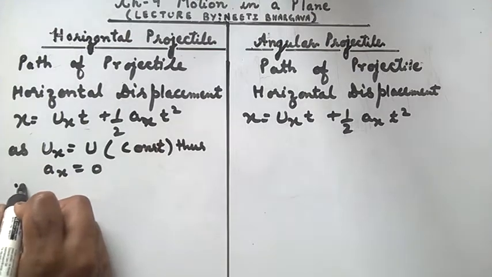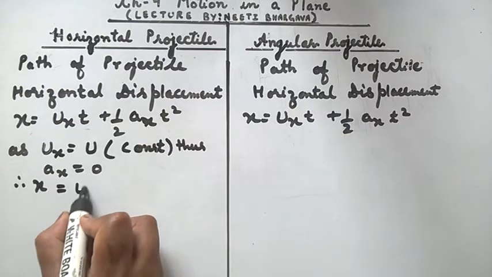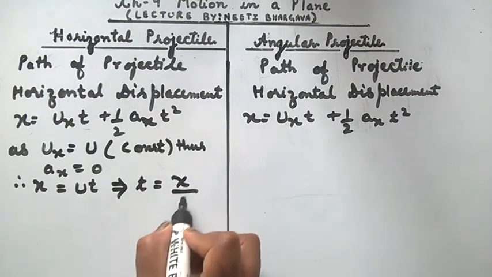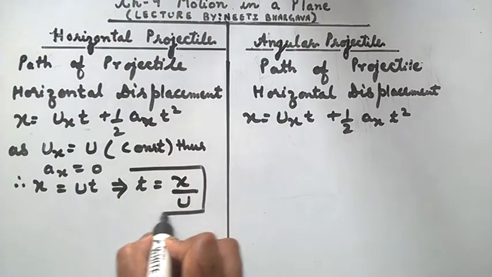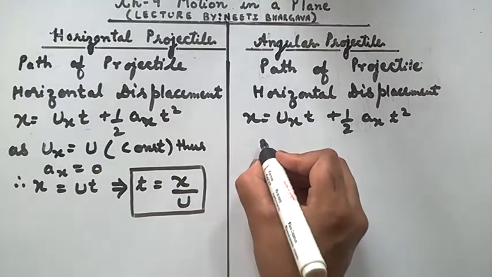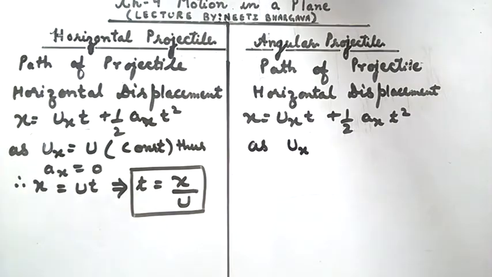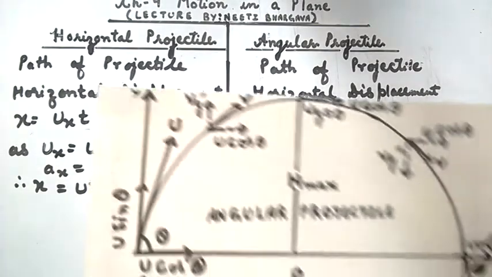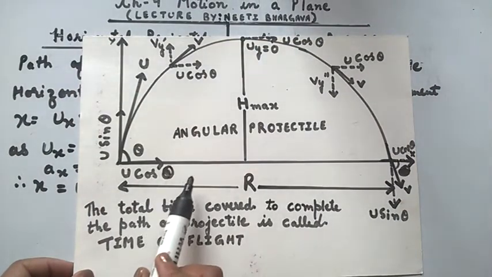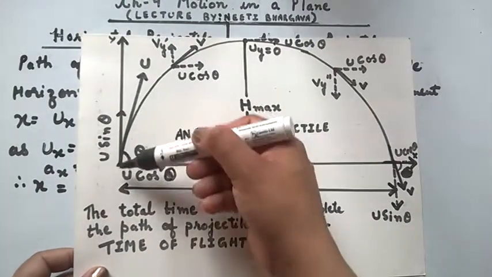Therefore, the equation of motion, that is horizontal displacement, x is equal to u into t. This implies that t equals x by u, the time covered by a projectile at any position of its path. Here, the initial velocity along the x direction is not the initial velocity itself, it is its component, u cos theta, which is also a constant. Therefore, acceleration along the x direction is 0. And the initial vertical velocity is u sin theta.